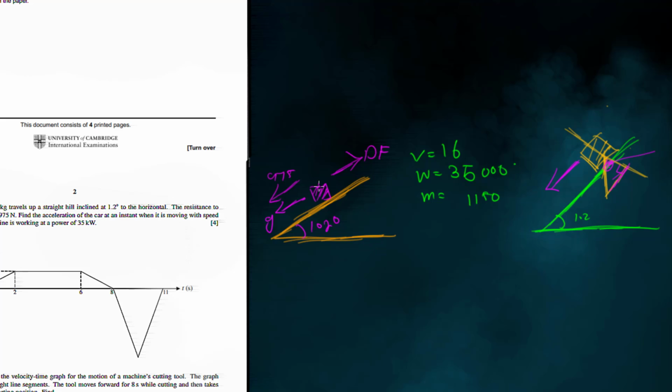So basically we have a situation where you have an object which is moving upwards. We know it is moving upward because it's accelerating, so therefore driving force must be greater than all other forces, and there are two forces acting which are pulling it downwards. The first is your air resistance, which is 975 Newton, and the second is the force of gravity pulling the object down the inclined plane.